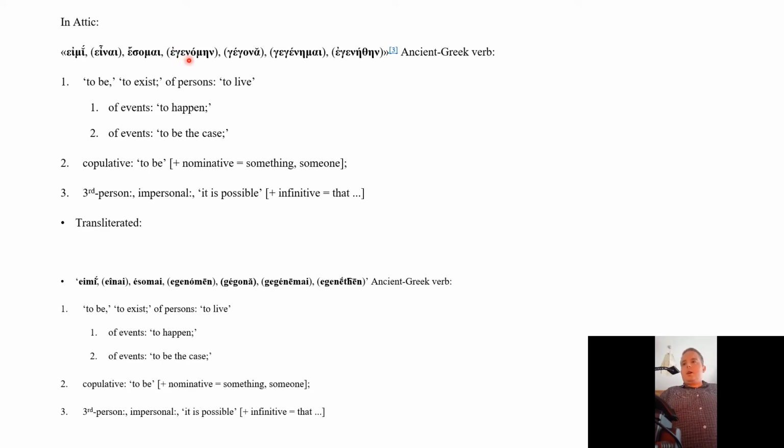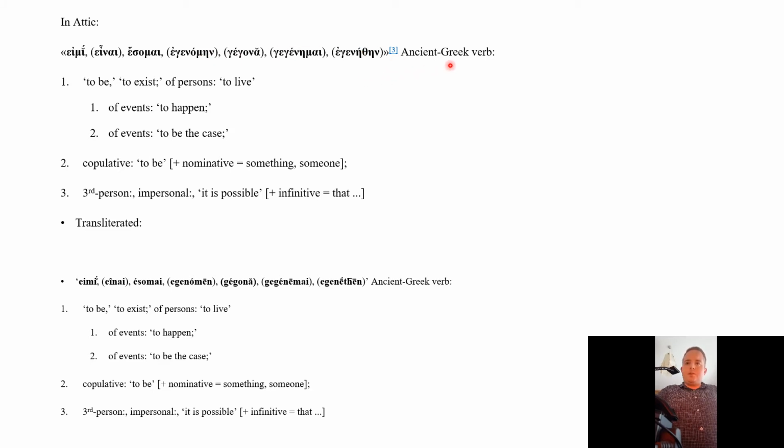So this is egenomēn, and this is gegona, and this is gegenēmai. And so these four here come from gignomai, which means, I think, to give birth or to come to be, and it supplies where there are morphologies lacking; we go to gignomai to fill in the gaps.